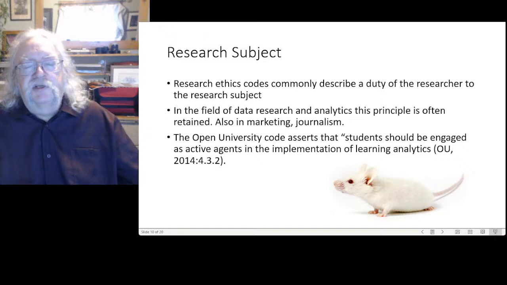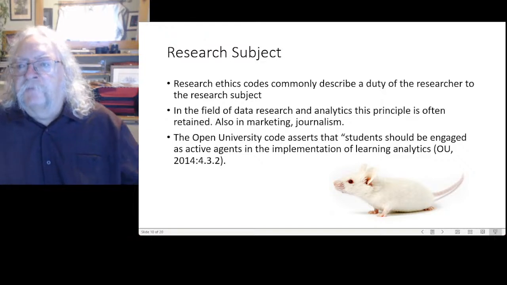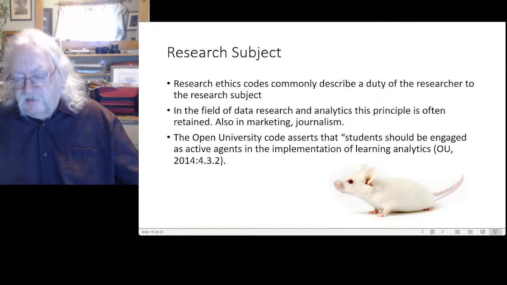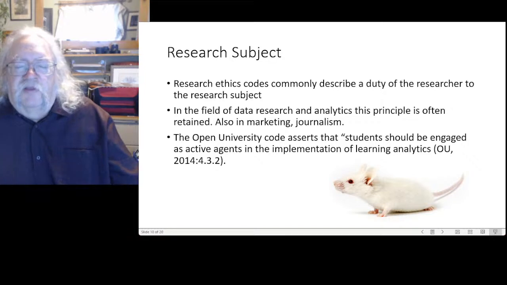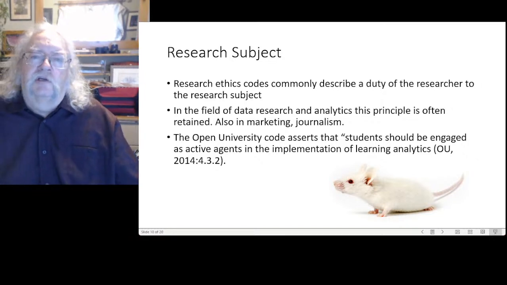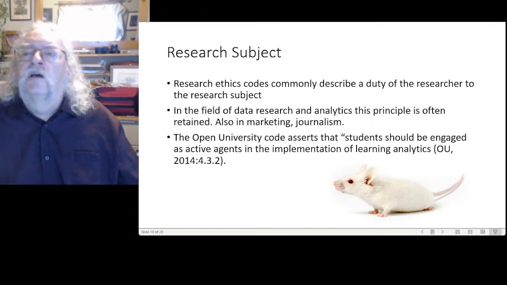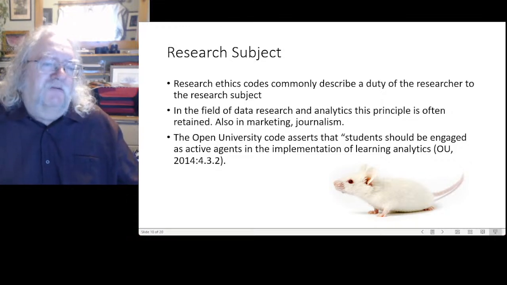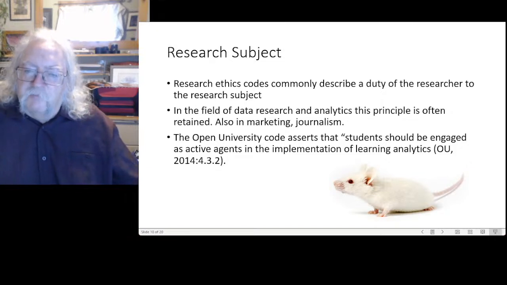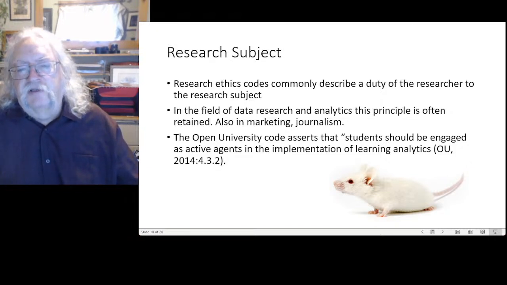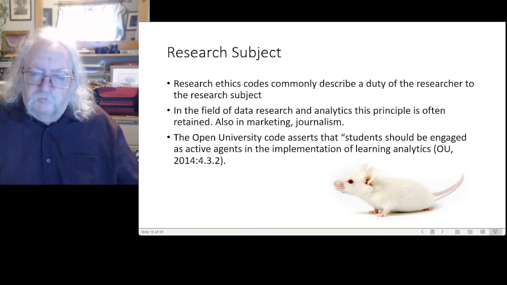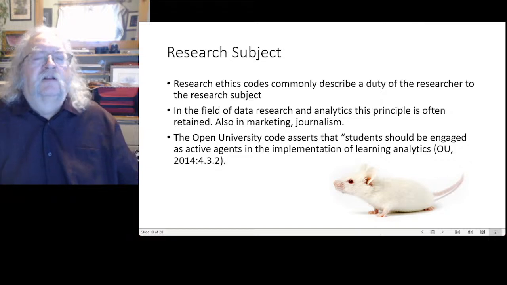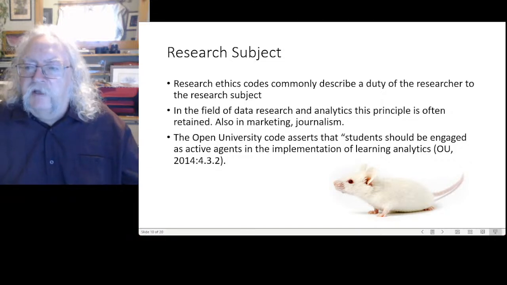In many research ethics principles, the research subject is described as the object of ethical codes. In other words, researchers have an ethical duty to their subjects. We can talk about, and we have talked about this in some depth already. For example, the principle of consent, the principle of being fully informed of the consequences, the principle of harm not being caused.